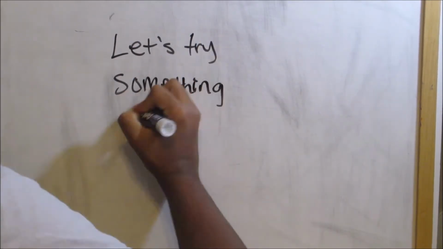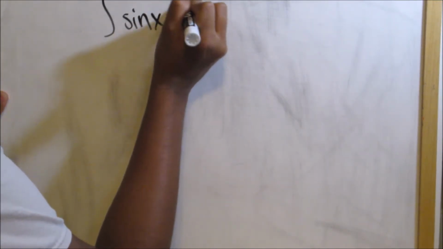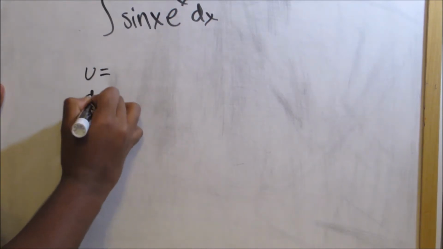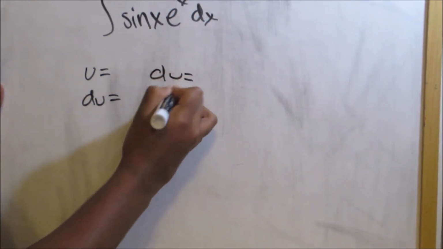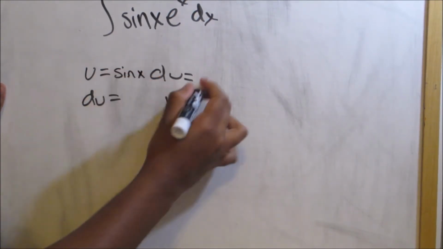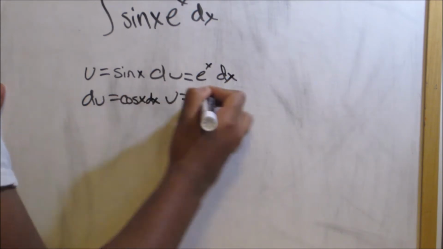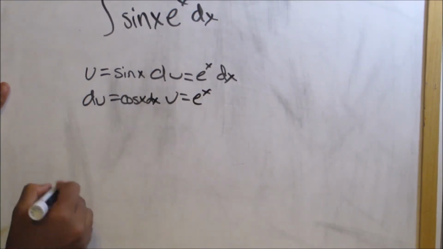Since we've covered the basics, let's try something harder. Sometimes, when doing integration by parts, you might have to integrate multiple times. Let's try integrating sine of x times e to the x. Let's find u, du, dv, and v. Let's set u equal to sine x and dv equal to e to the x dx. Now we can find du, which is cosine x dx, and v, which is e to the x.